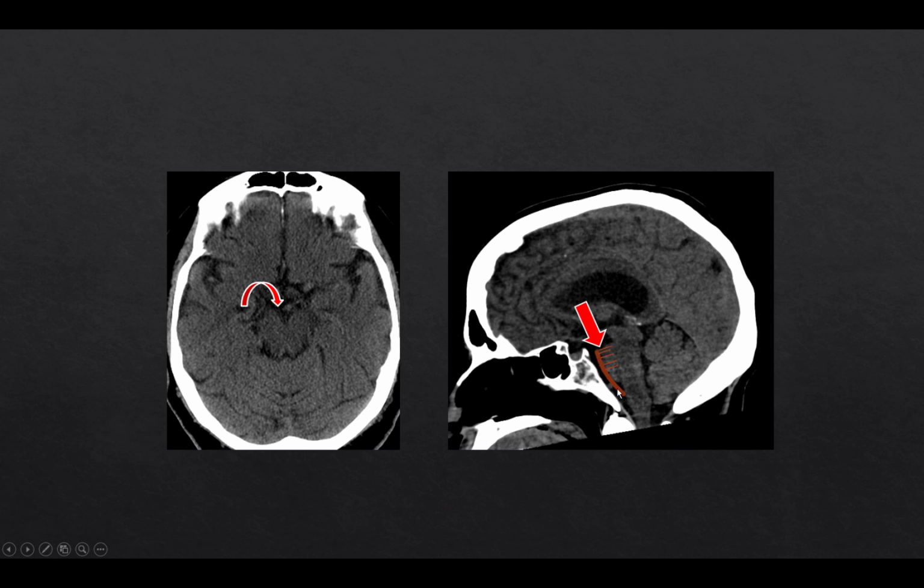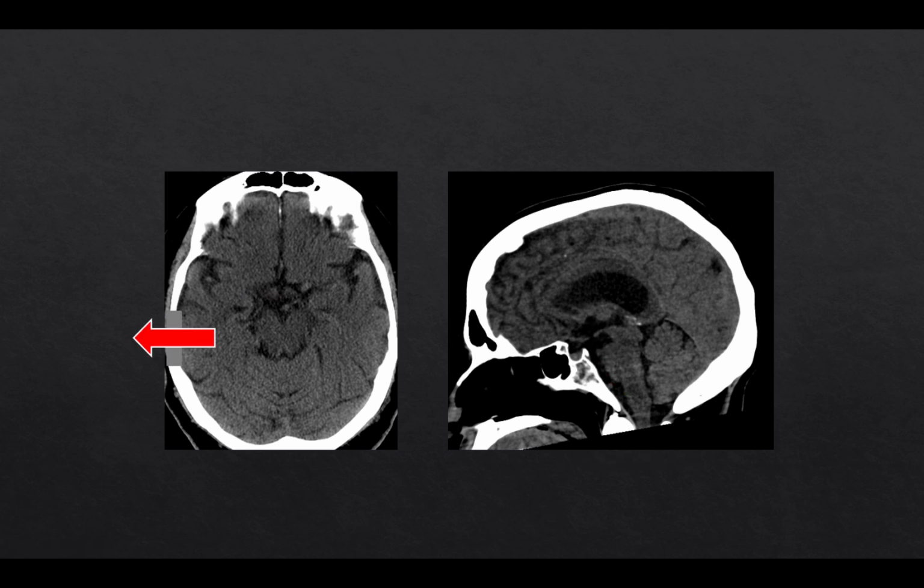Mass effect on the basilar artery can result in disruption of the perforating branches from the basilar artery, and this can result in hemorrhage, called a Duret hemorrhage. Next we have transcalvarial herniation of the brain, which is where the brain parenchyma extends outwards through a defect in the calvarium. Now let's begin with our clinical cases.